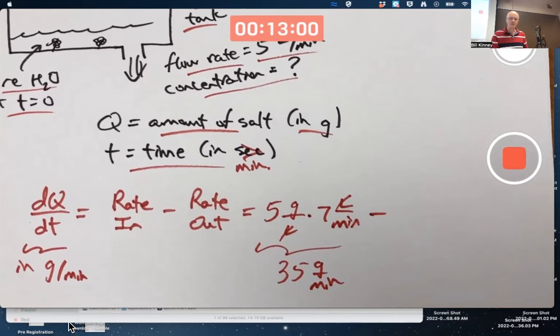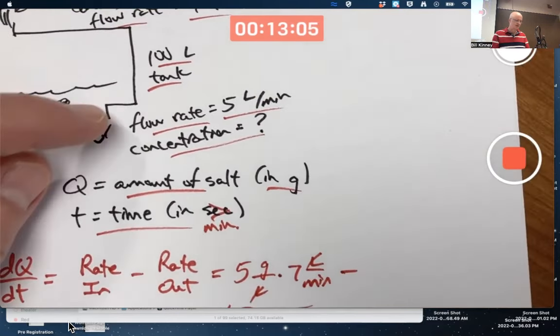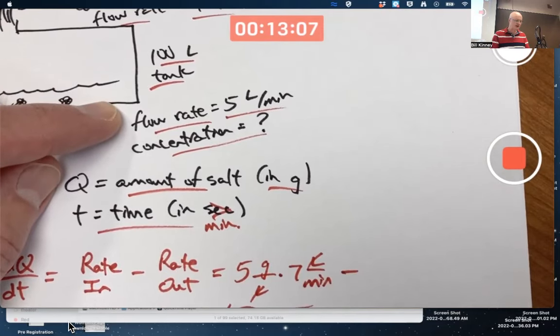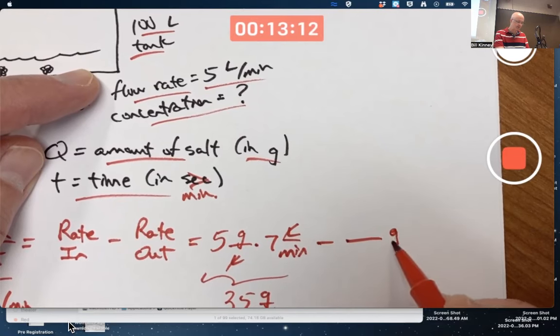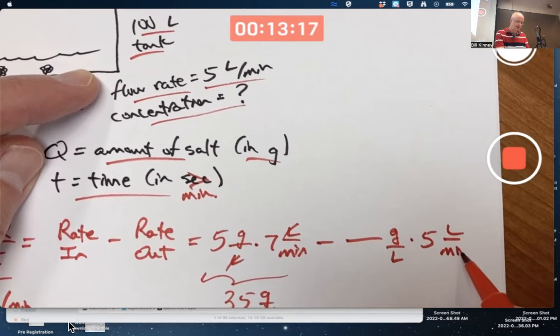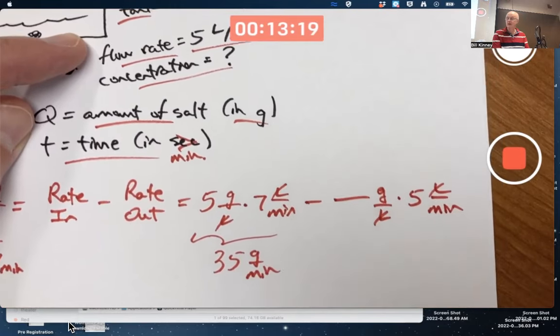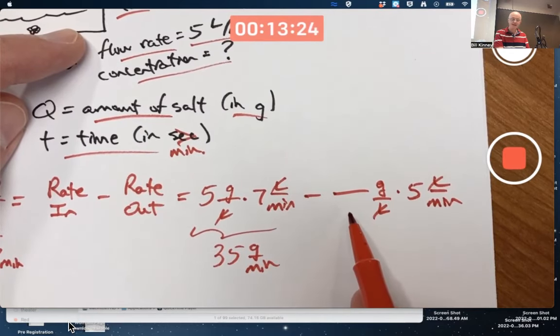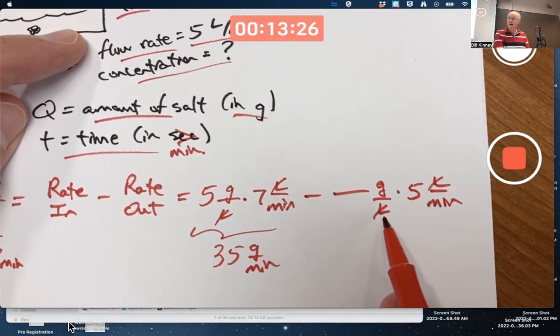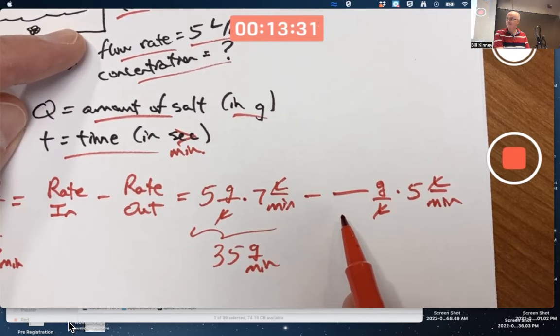But what about the rate out? The flow rate is constant, 5 liters per minute, but the concentration is not. Something grams per liter times 5 liters per minute. Well, liters will still cancel, giving you grams per minute. But what goes here and what goes there? Liters is a volume. So in the bottom, you want the volume, right? But what is the volume?